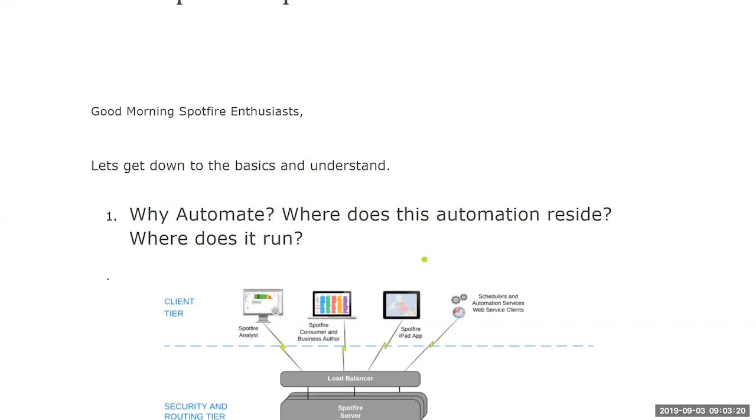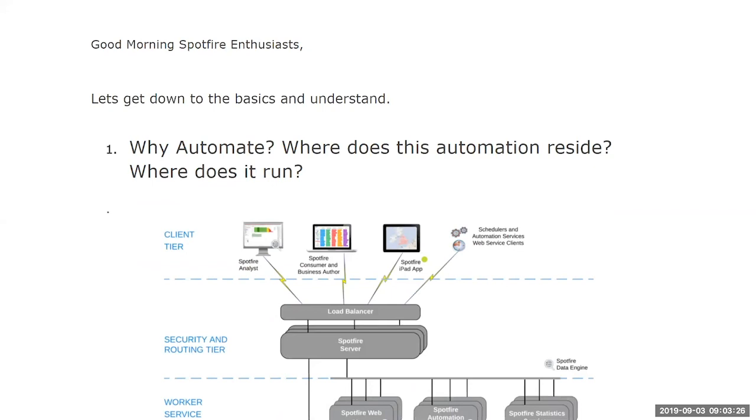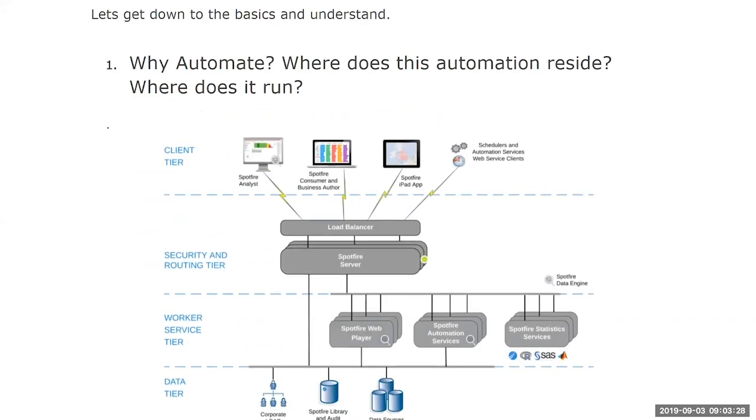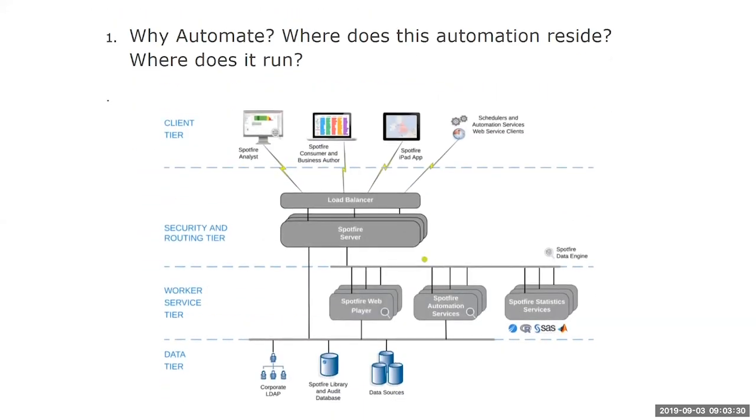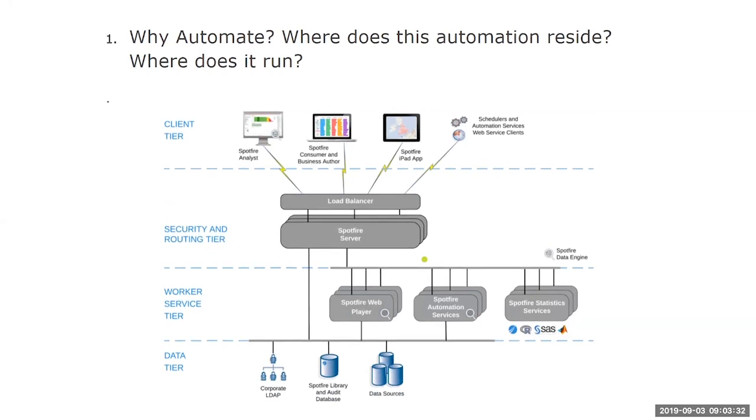Firstly, when I talk about automation, why am I talking about automation? Where does this automation reside? Where does this run? So broadly speaking, if you were to look at automation in Spotfire, it can happen in one of these three tiers.